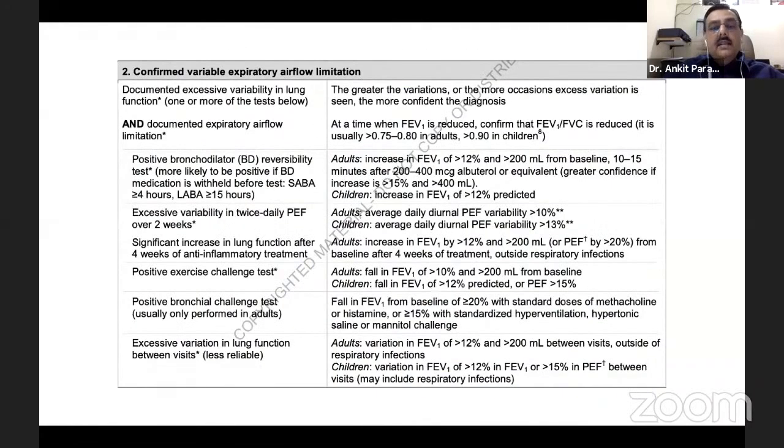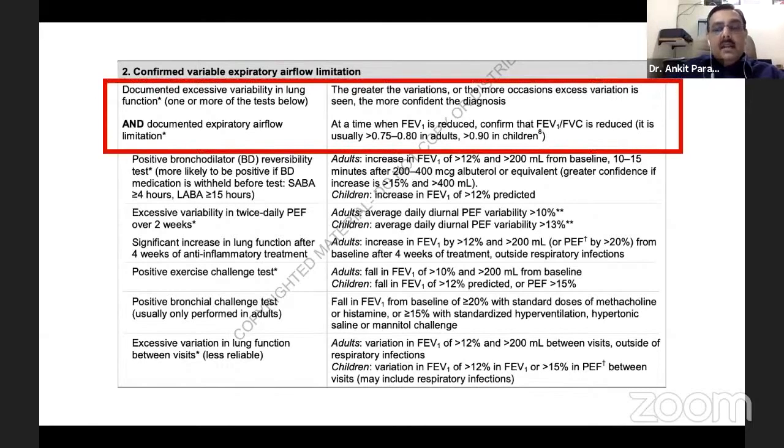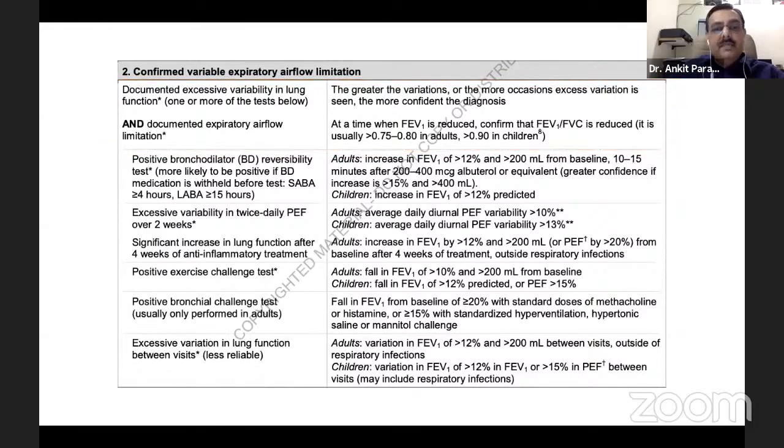Now it also says that we should confirm this by doing a lung function test. It does not specifically mention adults or children, but any child who can perform lung function should be tested. And it says that you should document an expiratory airflow limitation. Which means that the FEV1 by FVC ratio has to be low at one point of time, and in addition to this, the FEV1 has to be low. So that will prove that it is an obstruction. And we also need to prove that this obstruction is actually a reversible airflow obstruction.